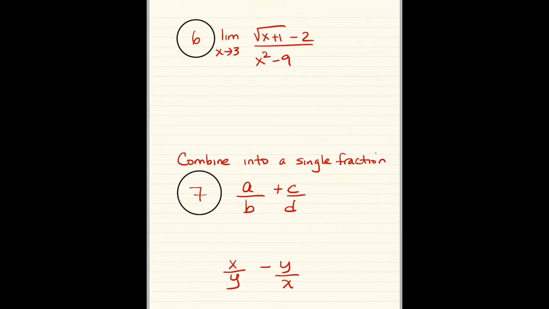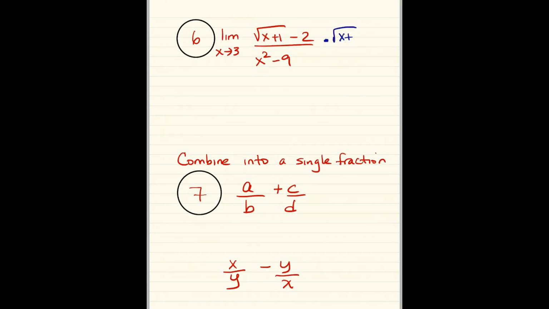Okay, we're almost done. Number 6. I'm going to put a 3 here. 3 plus 1 is 4. Square root of 4 is 2. 2 minus 2 is 0. 3 squared is 9. 9 minus 9 is 0. You get 0 over 0. Is that right? Great. I'm going to multiply by the conjugate.